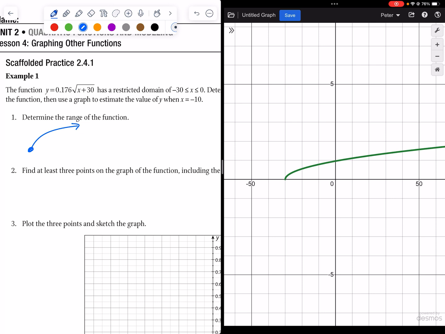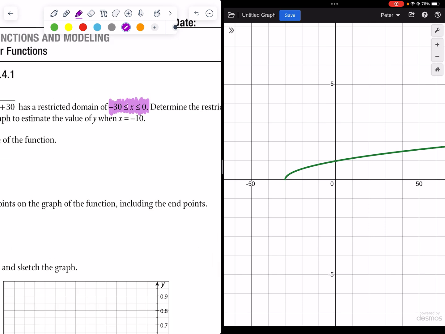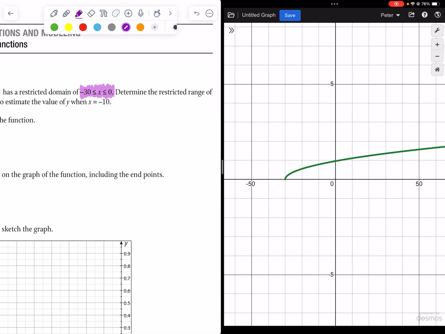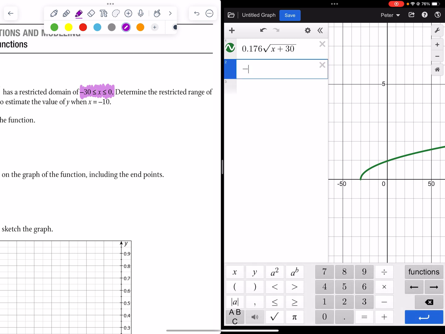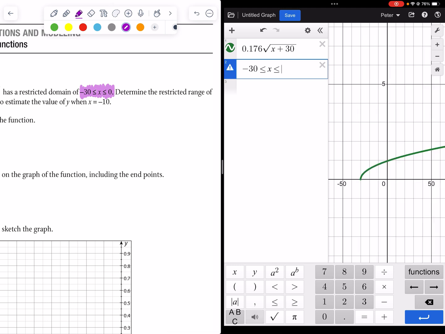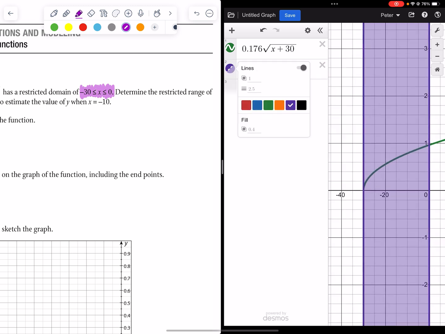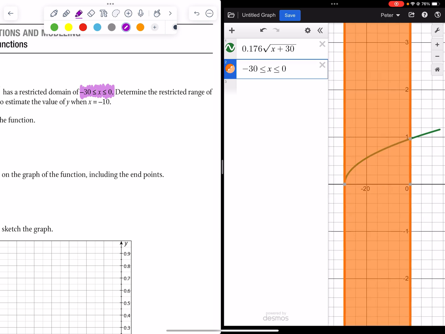Now, a restricted domain is we're only going to look at the graph in between negative 30 and 0. That's it. I don't care about positive 30. Negative 30 is less than or equal to x is less than or equal to 0. You type it in just like that and it'll shade it for you. You could change the shade color, whatever you like.